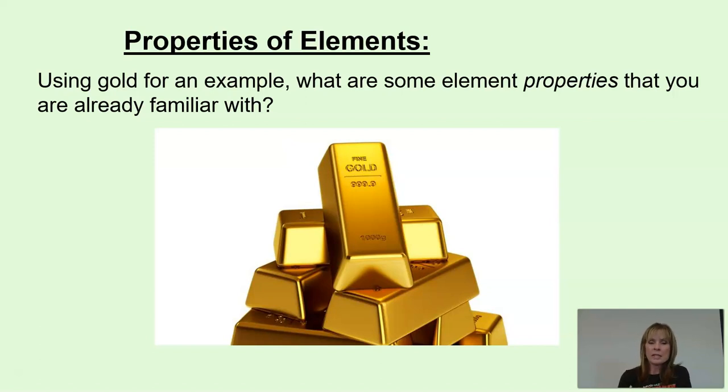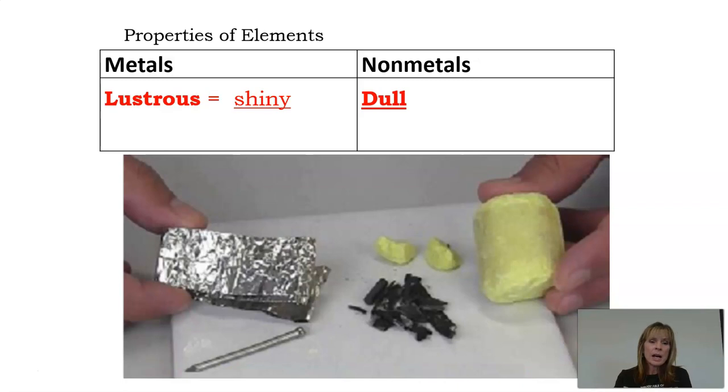Using gold as an example, what are some element properties that you are familiar with? Well, color is one. Gold has a characteristic color, right? It's gold. It also will conduct electricity. Okay, it's a metal. Metals tend to conduct electricity. Here are the properties, though, that we're going to ask you to know.